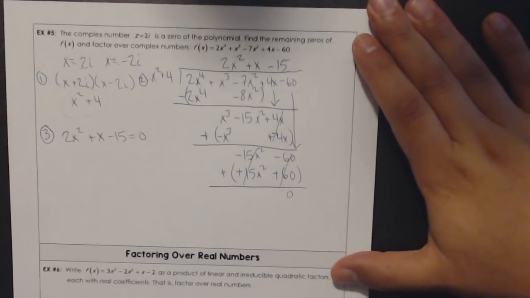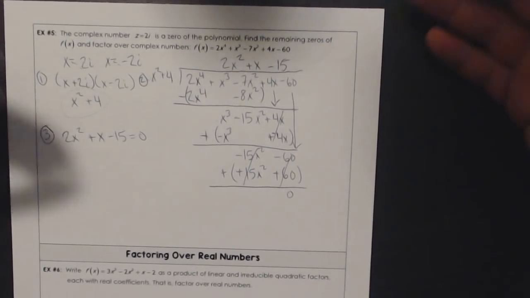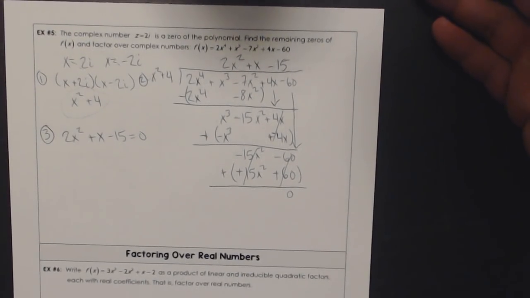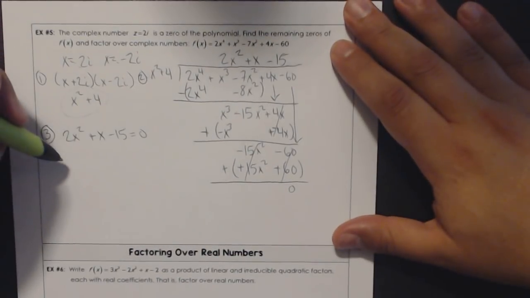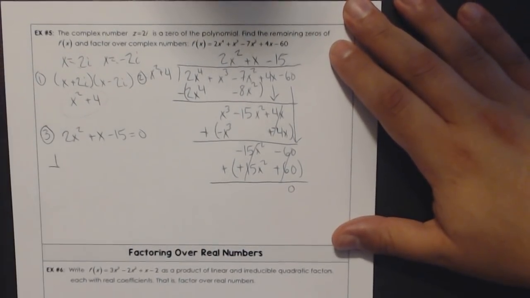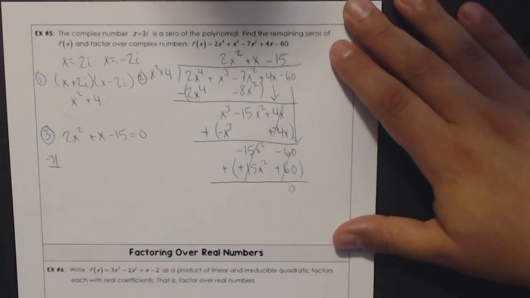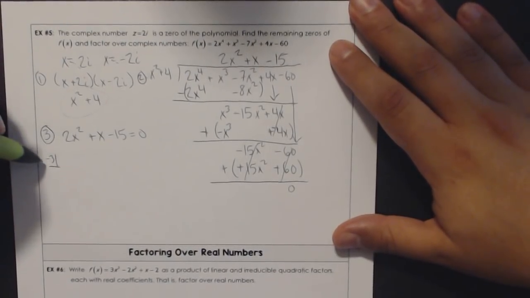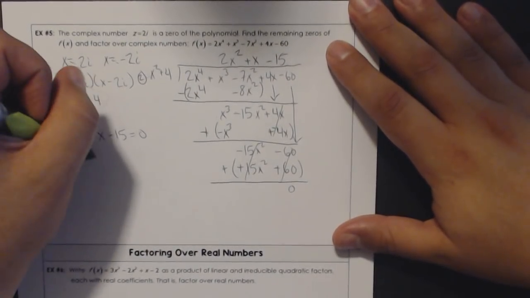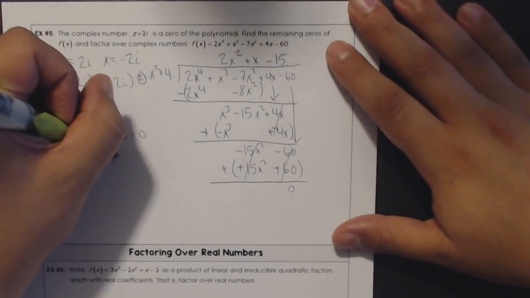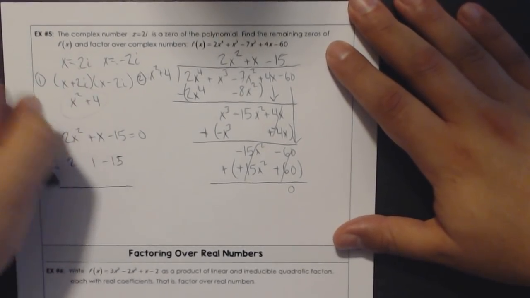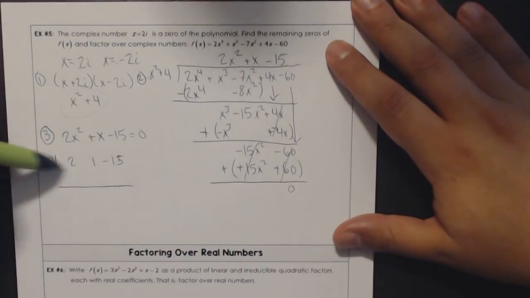And maybe I can factor it, maybe not. But I know I can use P over Q. And then once I did P over Q, I can do synthetic division. And negative 3 is a possible 0 that works. So I get 2, 1, and negative 15. And I just do synthetic division here.